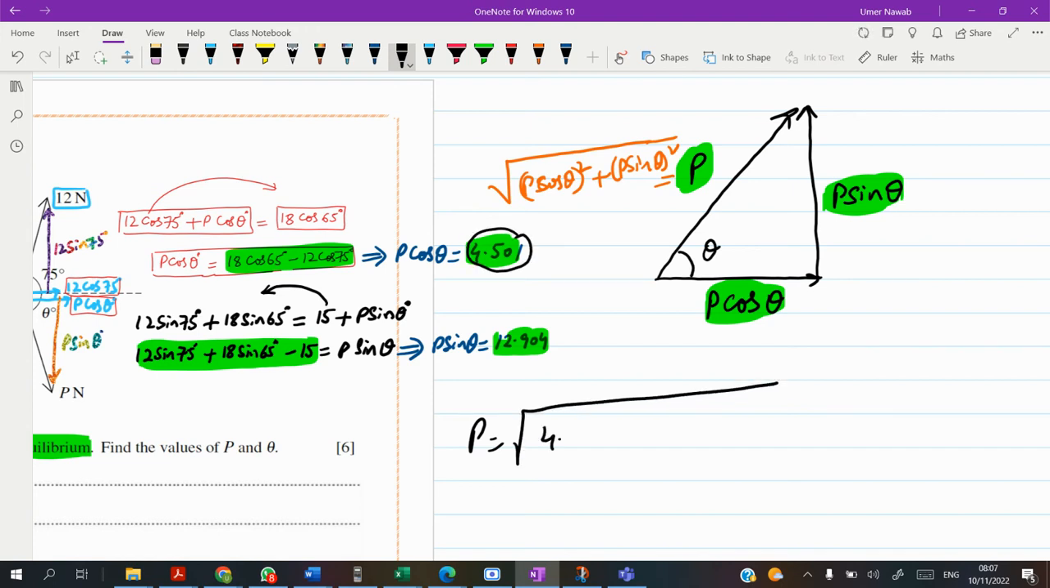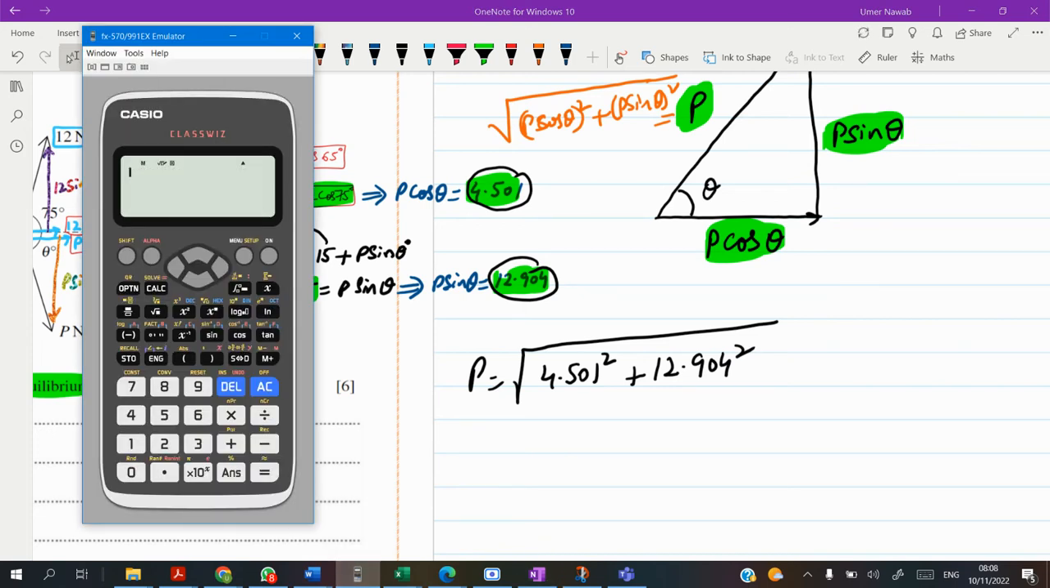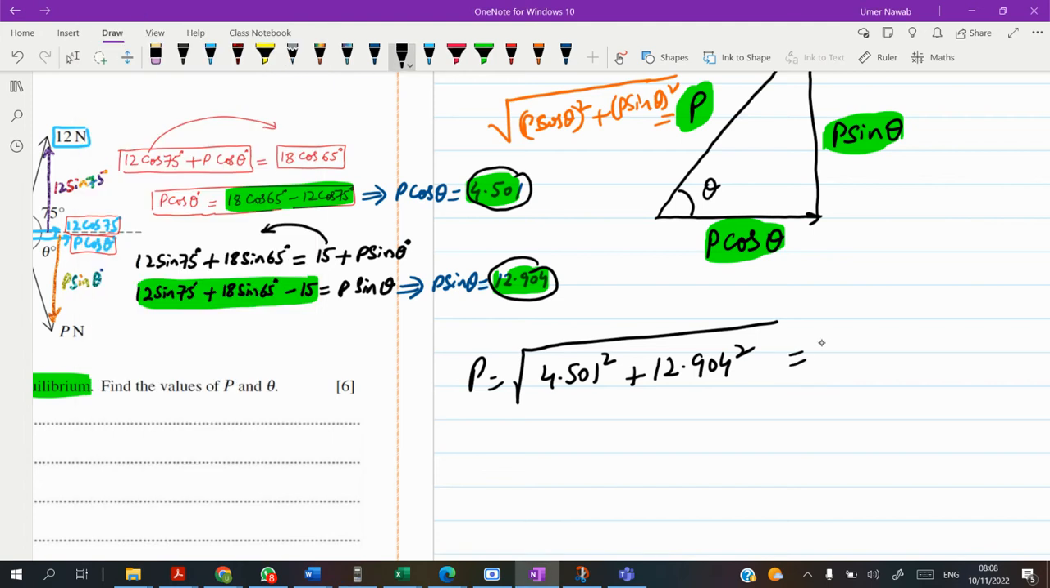Take the square root of this. So no need to know about the trigonometric identity. You can use the P cosine theta, P sine theta as the components of the force. So square root of 4.501 squared plus 12.904 squared, and I got my answer 13.7. 13.7 newtons, three significant figures.